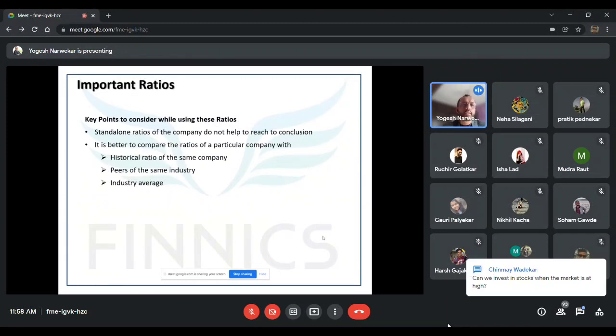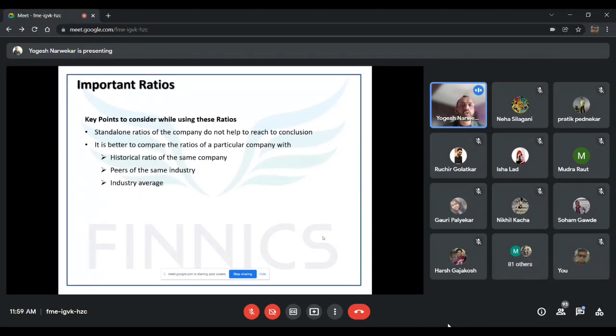So what are the key points to consider while using this ratio? As I had said, the standalone ratios of the company do not help to reach a conclusion. Just by seeing a P/E ratio of 38 or 29 or maybe 5, you cannot arrive at any conclusion. It is always better to compare the ratios of a particular company with the historical ratio of the same company.